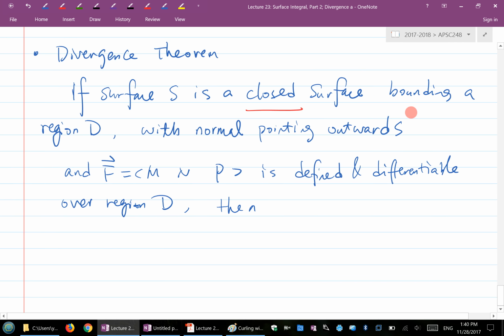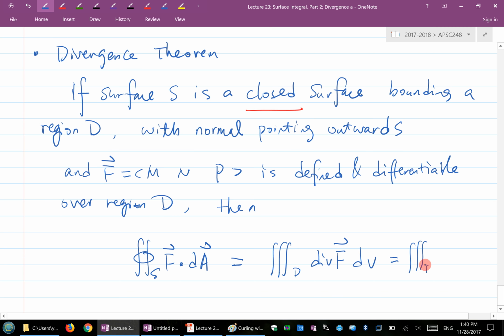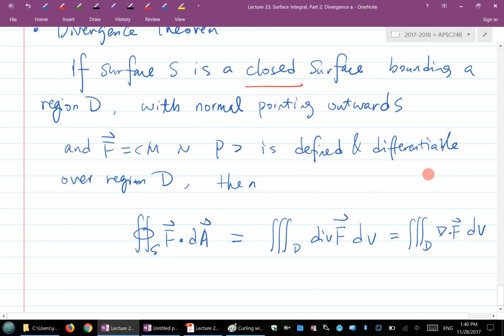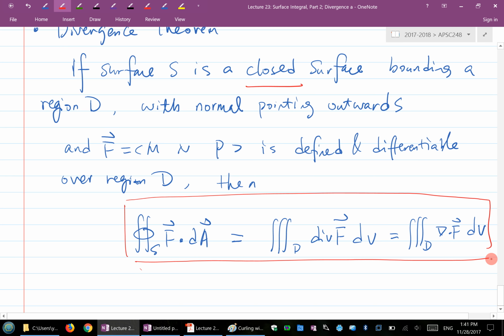Then the calculation is basically an expression in here, so I'll write it down first. Here's a surface integral. Okay, that's it. That's your divergence theorem formula. So that's your divergence theorem.